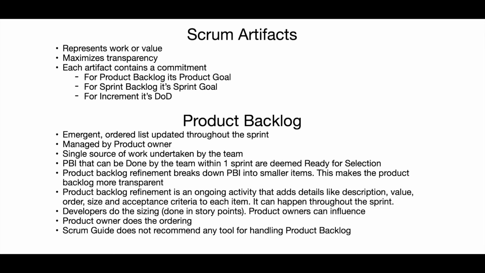Product backlog refinement is an ongoing activity that adds details like description, value, order, size, and acceptance criteria to each item. It can happen throughout the sprint. Developers do the sizing, done in story points. Product owners can influence the sizing. The product owner does the ordering. The Scrum Guide does not recommend any tool for handling the product backlog.